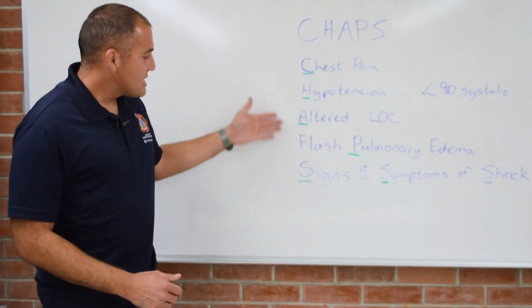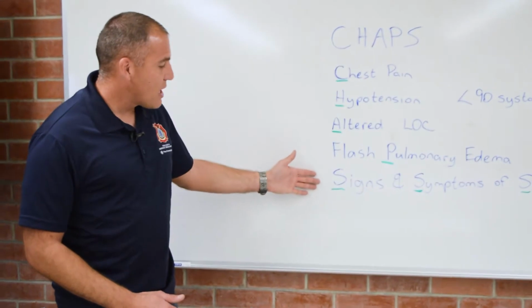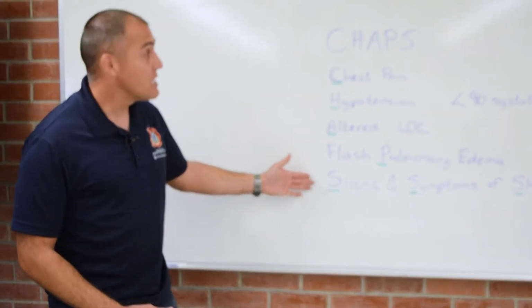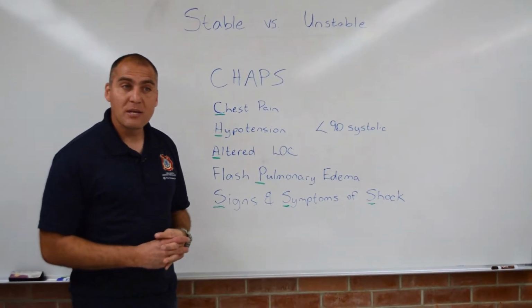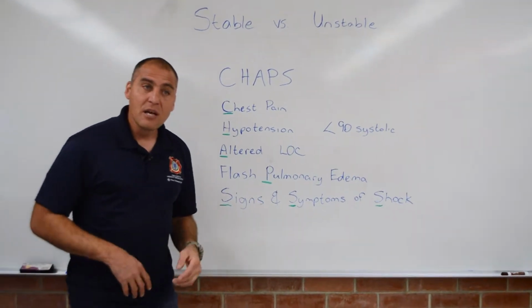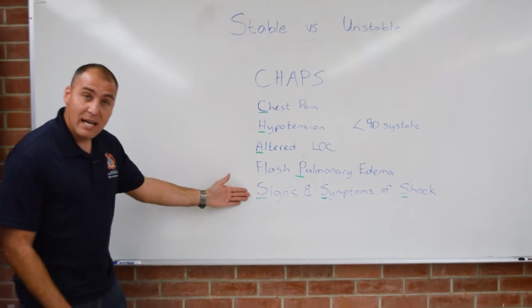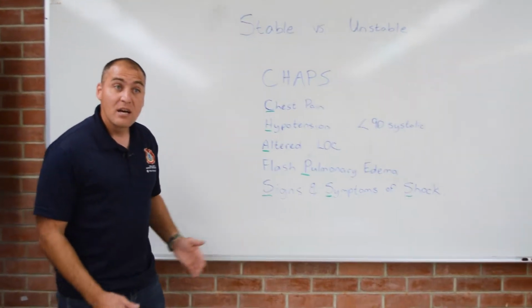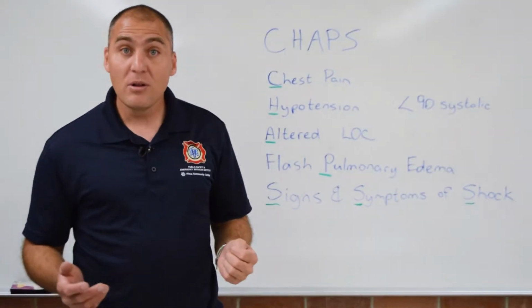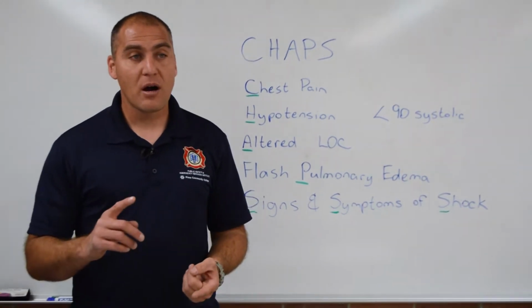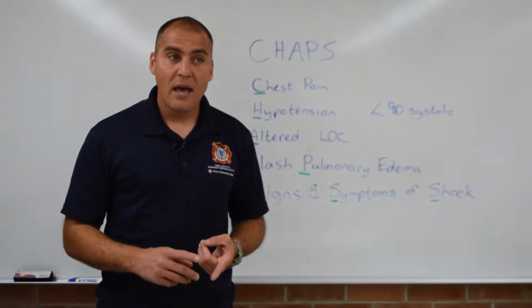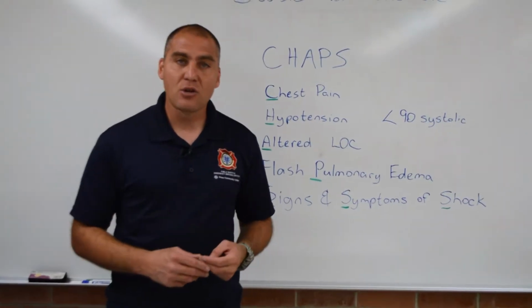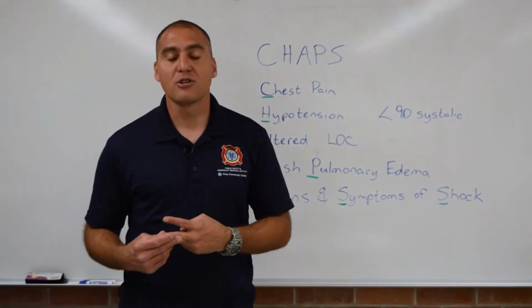So when we look at CHAPS, if we see any one of these criteria, we are going to classify our patient as unstable, and we're going to go to those electrical therapies before pharmacology. If they don't have any of these signs and symptoms or signs of shock, then we're going to go with a stable form of treatment. We're going to do our pharmacological therapies first, and then if those don't work, we may consider going to our electrical therapies.